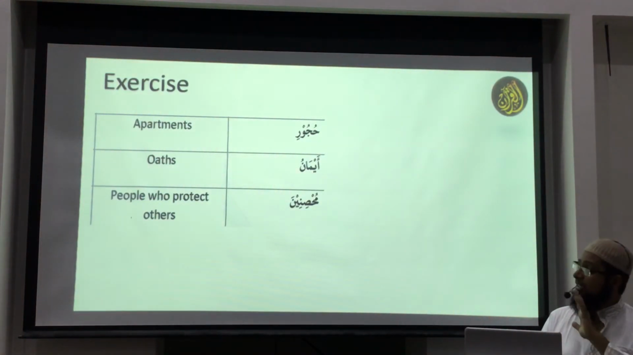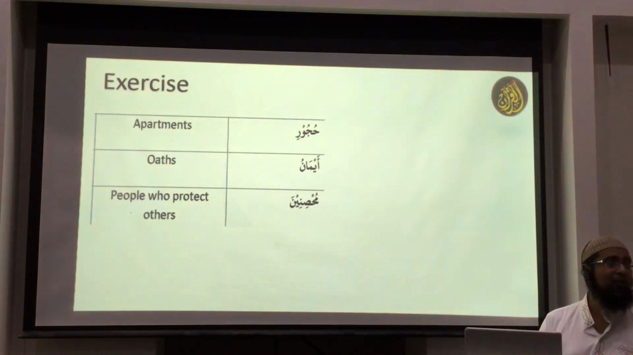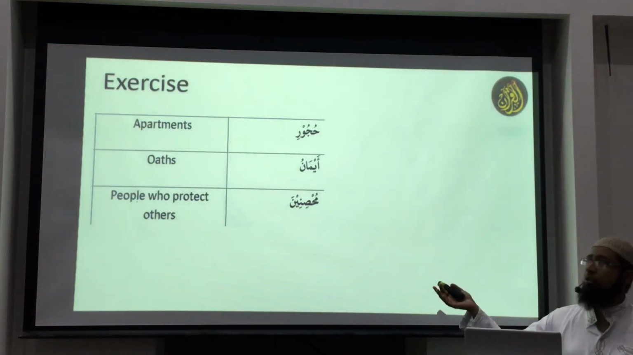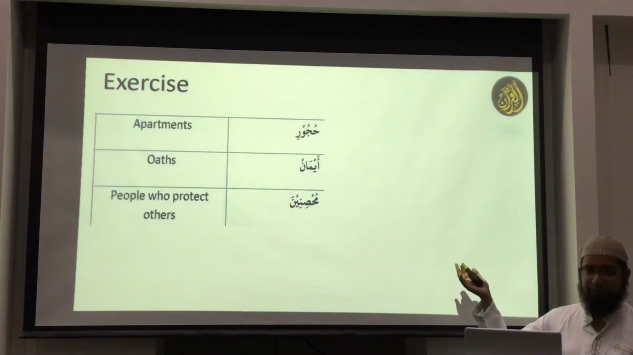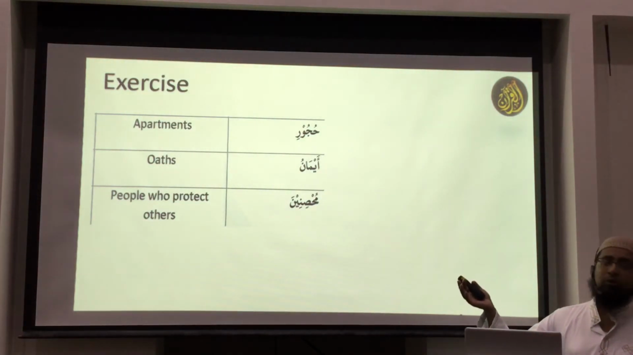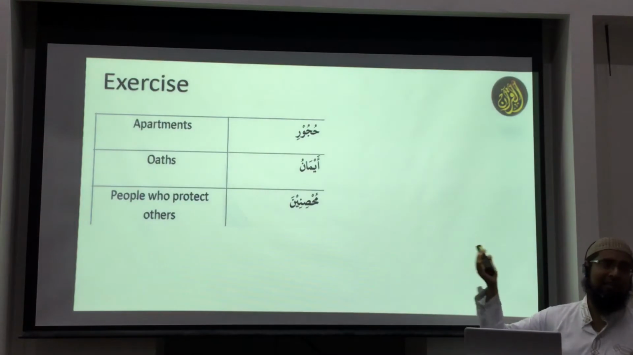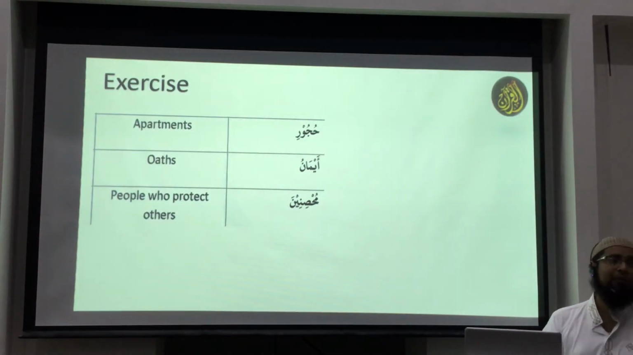And now, is it masculine or feminine? Masculine. Why? Because una or ina. If it is atun or atin, then it will be feminine. Because it's ina, it is masculine. So we know that gender is masculine. We know it's plural because it's in una or ina. And also we know that it could be nasab or it could be jar.